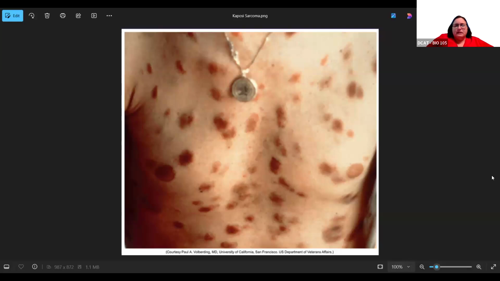So this is a picture of sarcoma, the Kaposi sarcoma. Every one of these spots is a cancer. It's a tumor from that cancer. In the early 80s, before they knew a lot about AIDS, this was the first sign, or the way that a lot of people knew that someone had AIDS, is because they would have this Kaposi sarcoma.